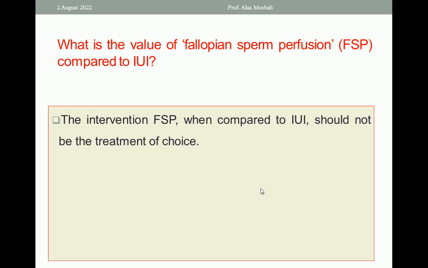What is the value of fallopian sperm perfusion compared to IUI? Is it better than IUI? When I insert the catheter inside the uterus, I can insert a cannula to the tube and insert the semen, the sperms, inside the fallopian tube. This is called fallopian sperm perfusion. Is it more valuable than intrauterine insemination? The intervention fallopian sperm perfusion when compared to IUI shouldn't be the treatment of choice. So use IUI, intrauterine insemination, and not fallopian sperm perfusion.